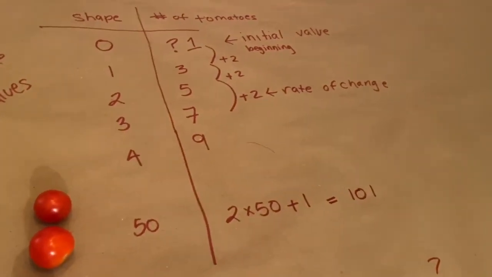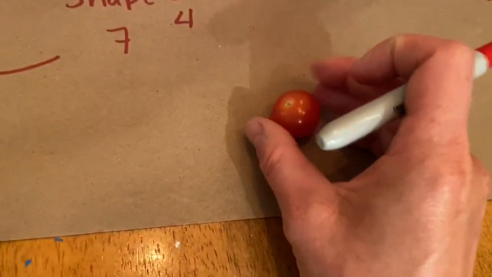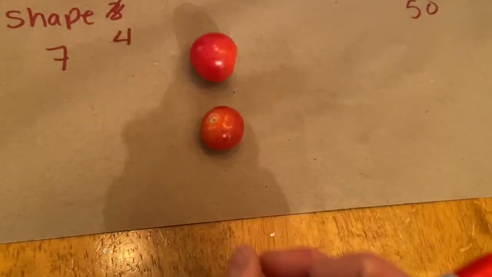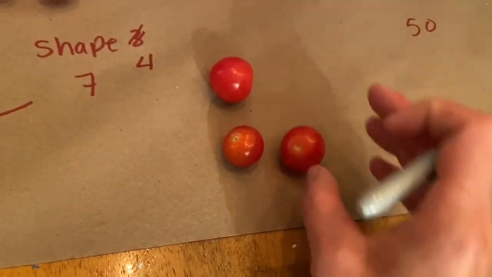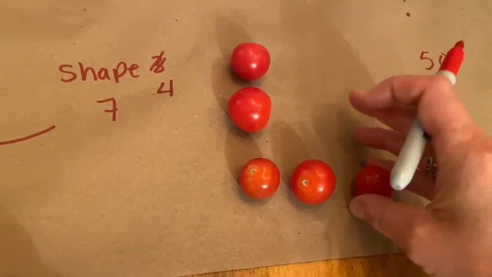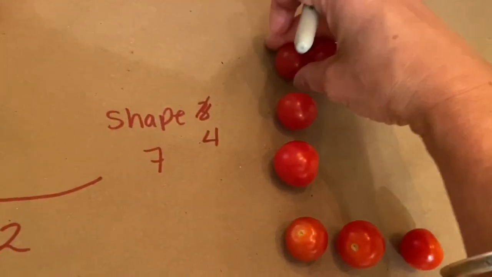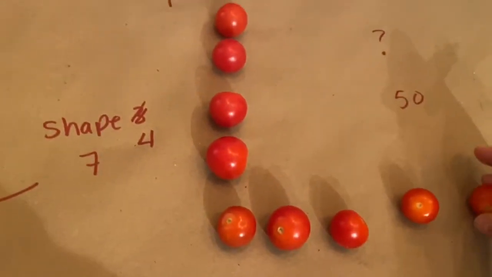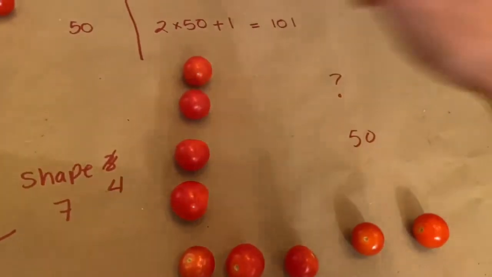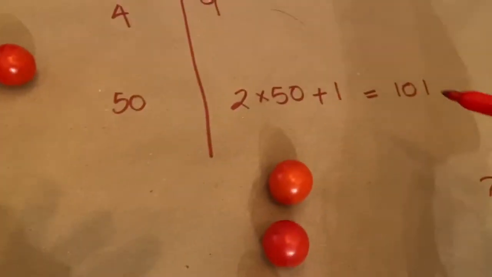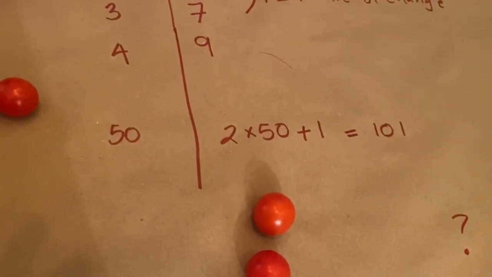Let me show you with my tomatoes. You're starting with the 1, and for every shape, you're adding 2. So you add 2 for shape 1. For shape 2, you add 2. For shape 3, you add 2. For shape 4, you add 2. For shape 5, you add 2. You keep adding 2. You add 2, 50 times, but you had the 1 at the beginning, so all together, you would have 101.